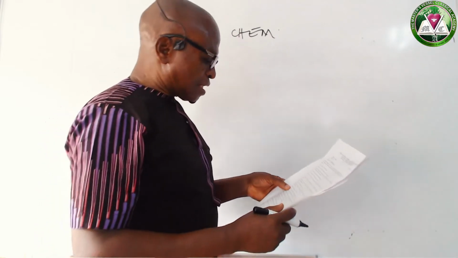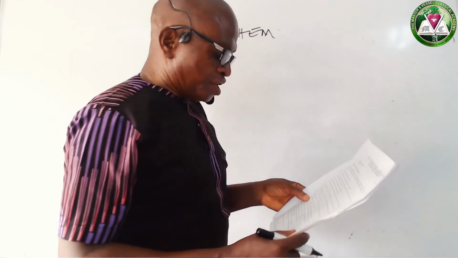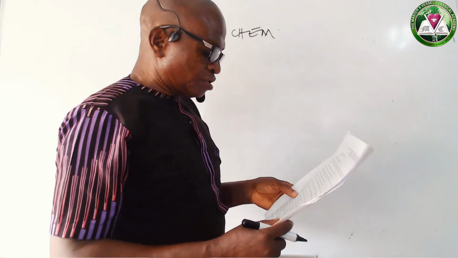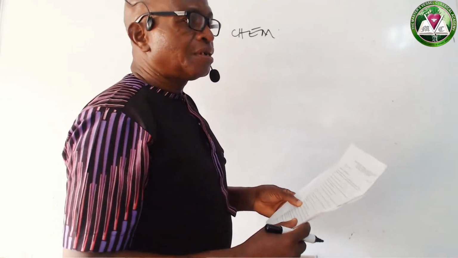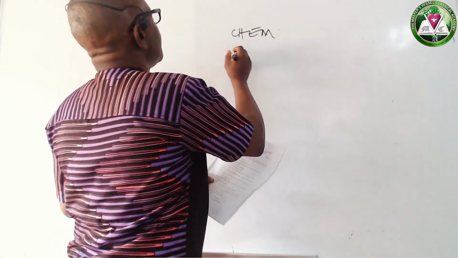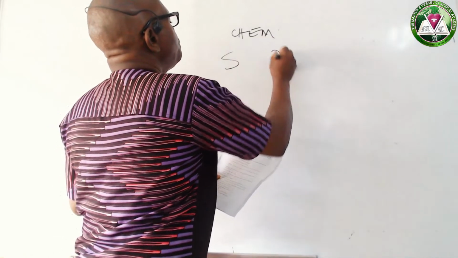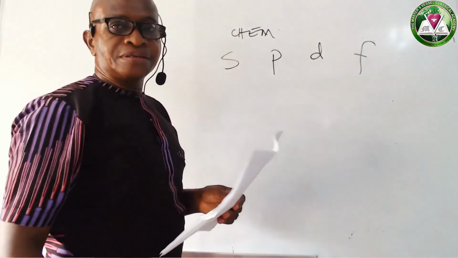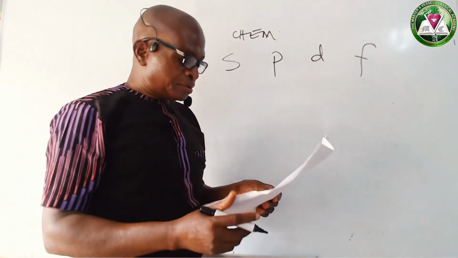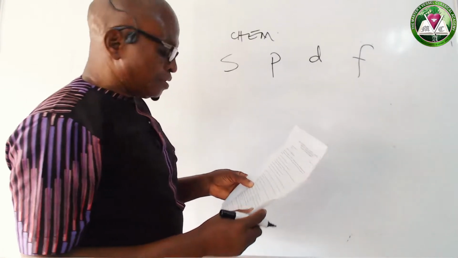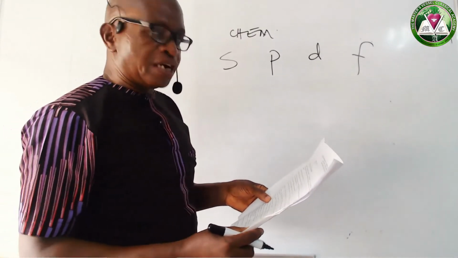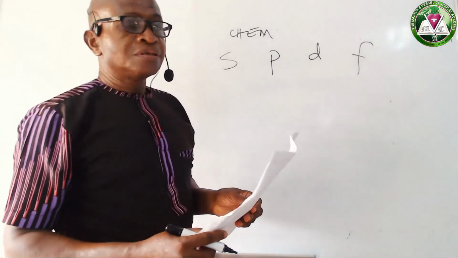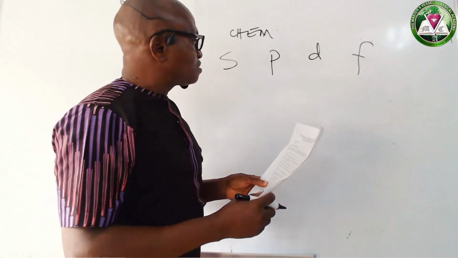Question 11 says, how many orbitals are in the subshell? The subshells we have are S, P, D, F. And now the question is, how many orbitals are in the D subshell? Each orbital contains 2 electrons. I will explain some of the things, not only the D.